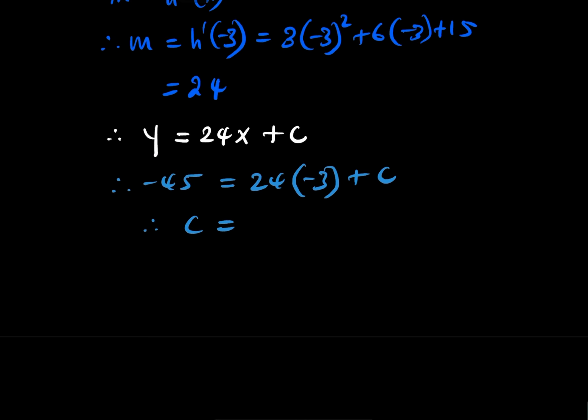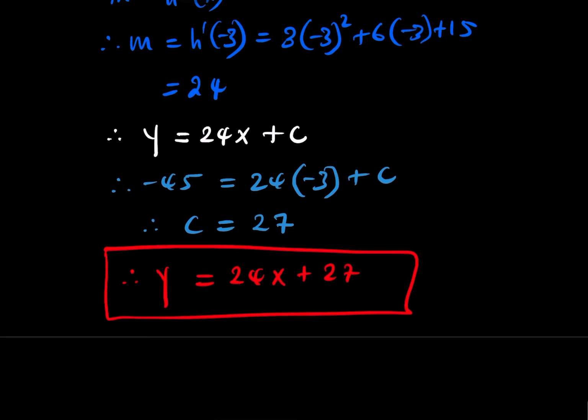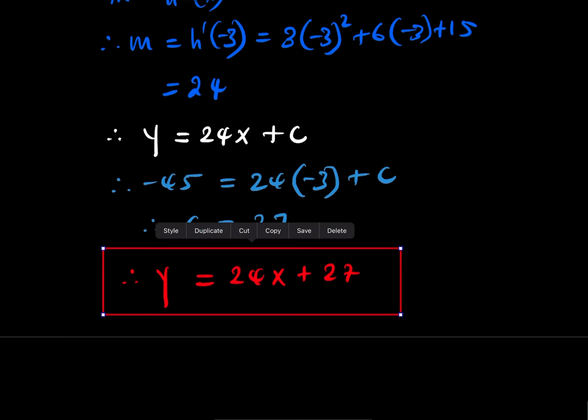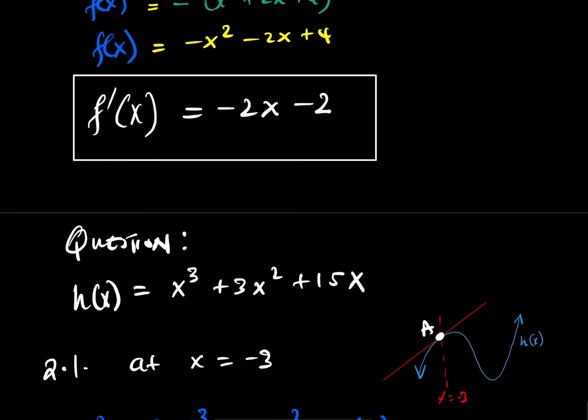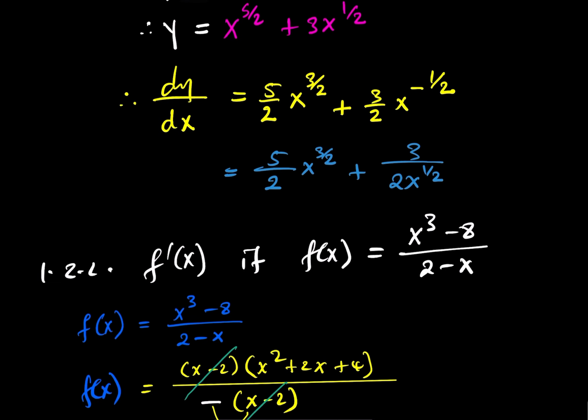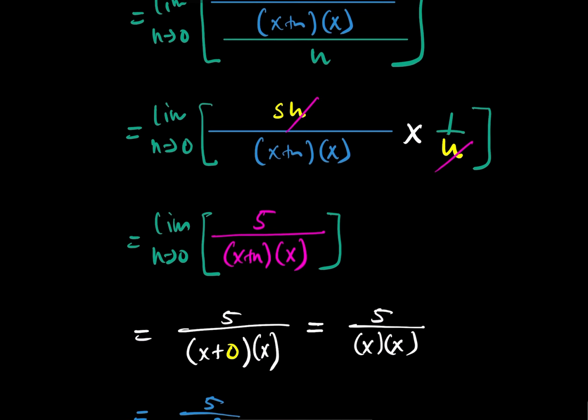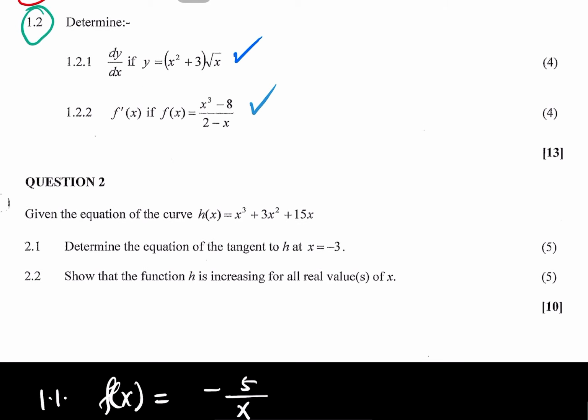Therefore, you get your c as what? Just try to really apply logic. It's -45. We transpose that, it becomes positive. So it's really a positive 27 if I do that. And then therefore, y is equal to 24x plus 27. This is how you're going to find the equation of the tangent at a particular point. It's y equals 24x plus 27. Extremely easy. So this is how you're going to go about this one. We have to look at the next question.